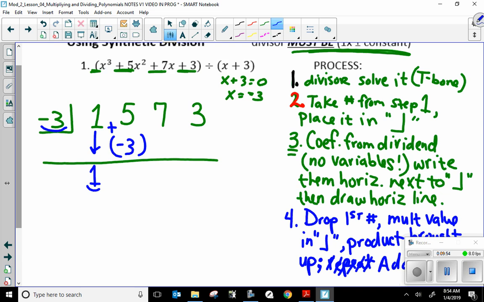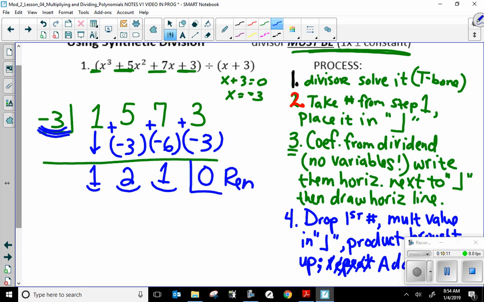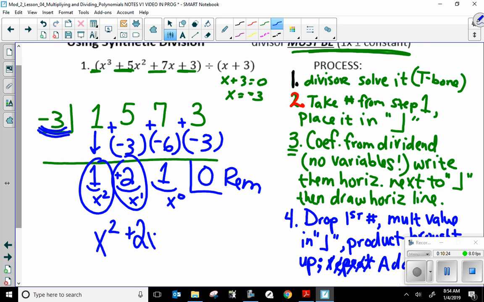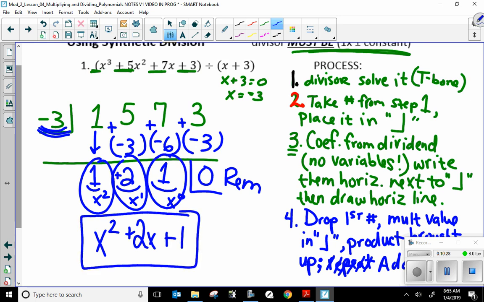I add, get 2, and I multiply. Okay, 2 times -3 is -6. I add, which is 1, and now I multiply. 1 times negative 3 is negative 3. I add, and I'm done. This is my remainder, the last one. Here are 0 x's. Here is 1x. Here is x squared. So I have 1x squared. This is a positive, right? Plus 2x plus 1. Done and done.